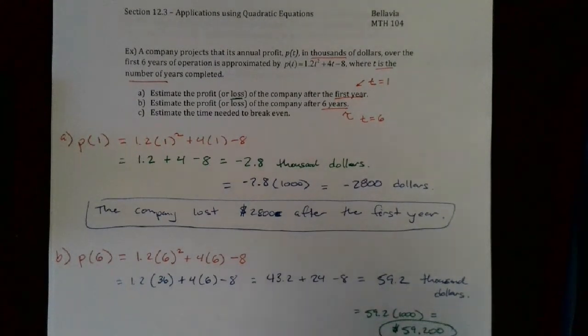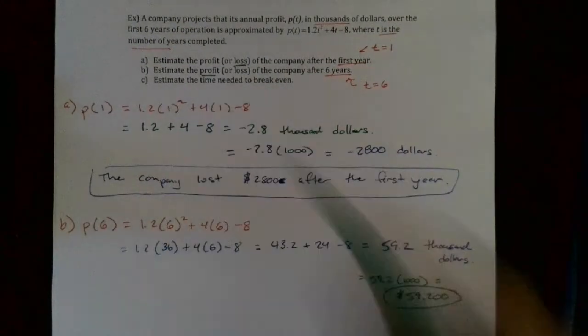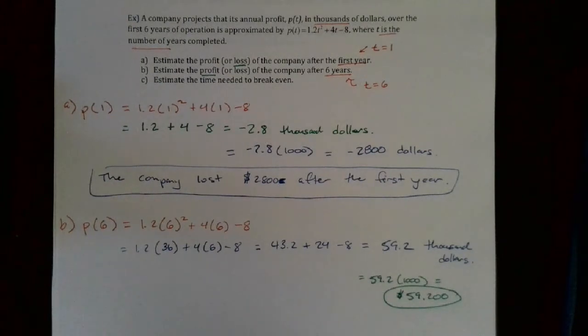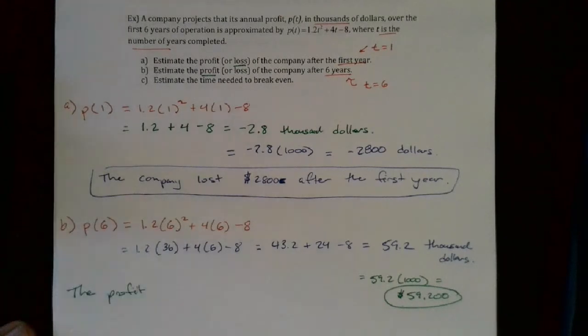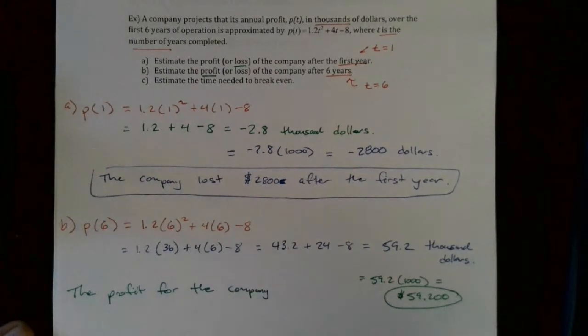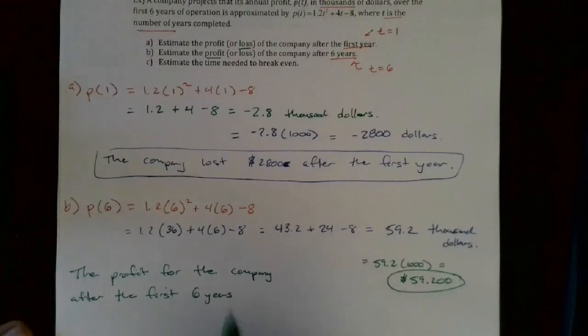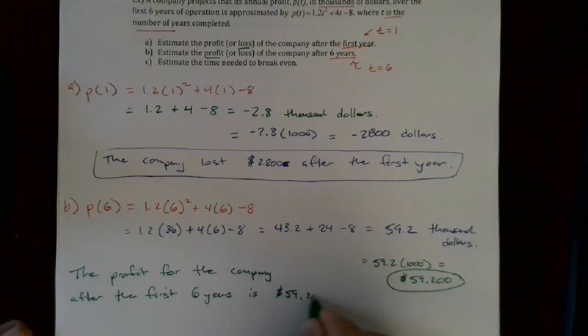Now, this is a positive number. What does a positive number mean in this case? Well, a positive number means that it's a profit. All right, so in this case, it's a profit. So let's write a sentence that describes this. The profit for the company after the first 6 years, because that's the time they told us, and that's what we subbed in for time, is $59,200.